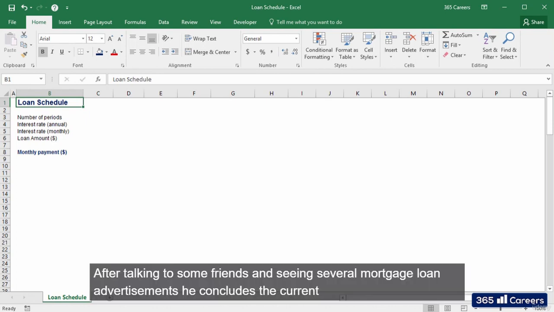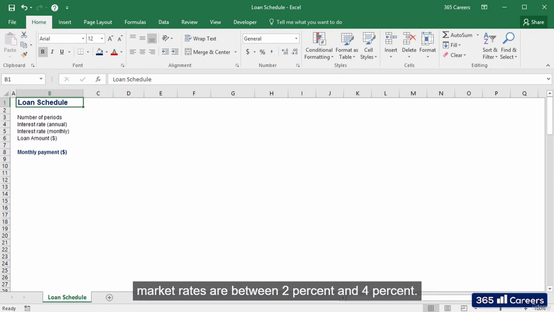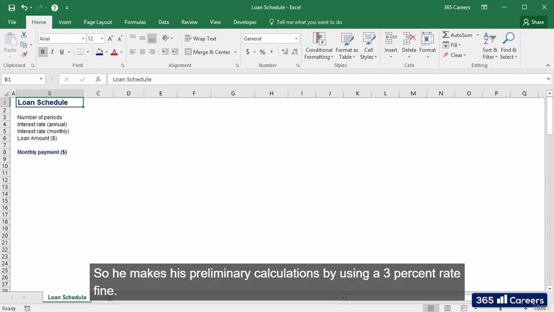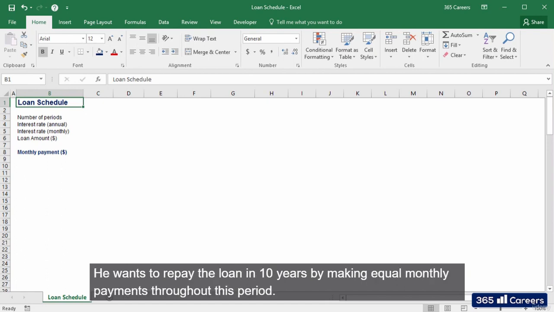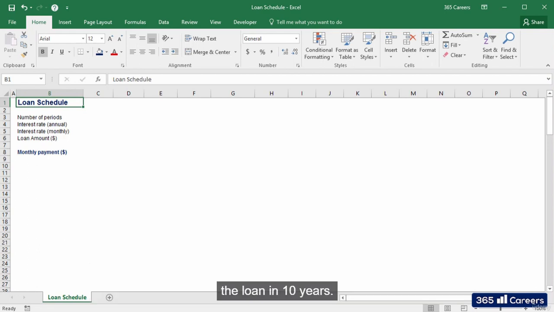After talking to some friends and seeing several mortgage loan advertisements, he concludes the current market rates are between 2% and 4%. So he makes his preliminary calculations by using a 3% rate. Fine. He wants to repay the loan in 10 years by making equal monthly payments throughout this period. Here is the million-dollar question. How much will his fixed monthly payment be for him to extinguish the loan in 10 years?